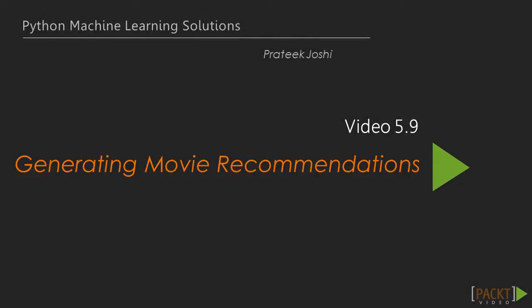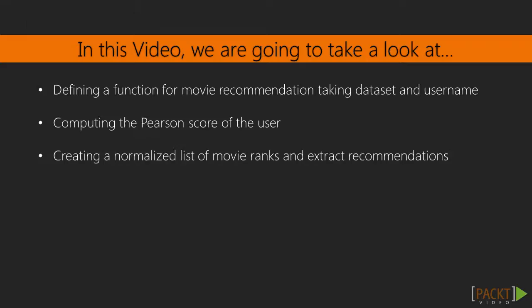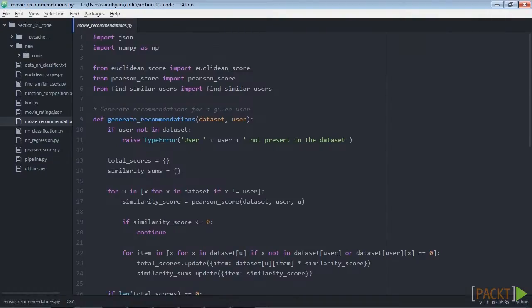In the previous video, we learned how to find similar users in the input dataset. In this video, we'll finally generate movie recommendations for different users. Now that we built all of the different parts of a recommendation engine, we're ready to generate movie recommendations. We'll use all the functionality that we built in the previous videos to build a movie recommendation engine. Let's see how to build it.